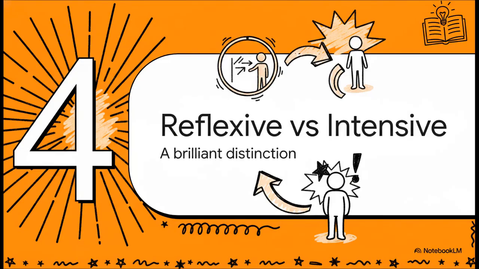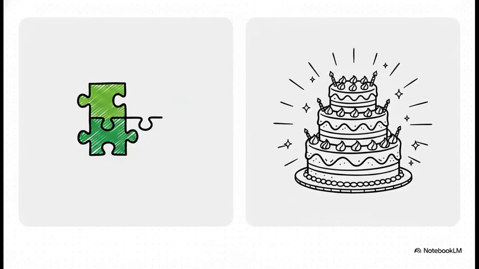Let's transition over to Section 4, reflexive versus intensive usage. Now pay close attention here, class, because this is an important distinction. The absolute key difference to remember is this. Reflexive use is absolutely necessary for the sentence's meaning. Look at the left side of the board. He hurt himself.